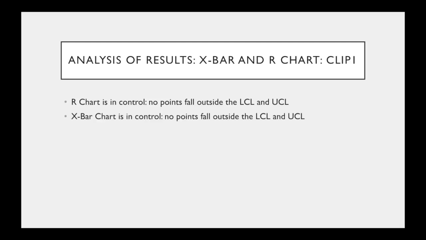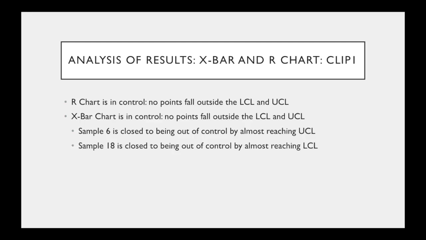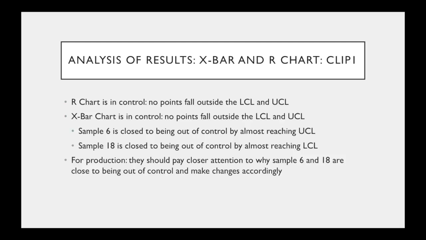However, in the X bar chart, sample 6 is close to being out of control by almost reaching the upper control limit, and sample 18 is close to falling under the lower control limit. For production, this means that they should pay closer attention to why samples 6 and 18 are close to being out of control and make changes accordingly.